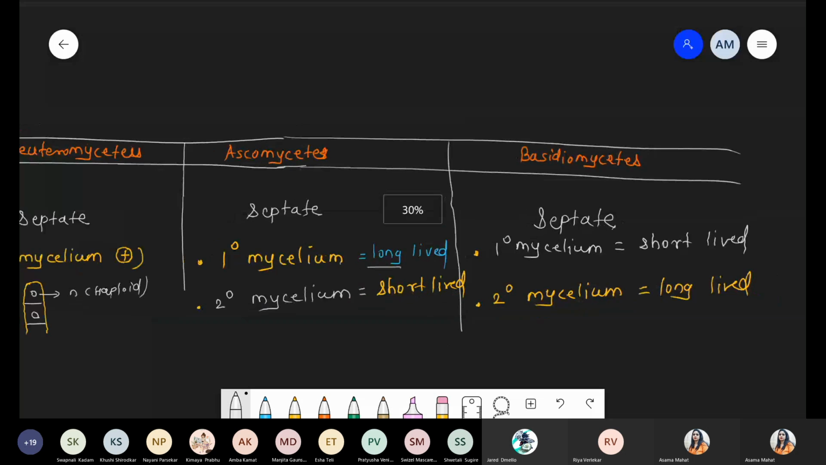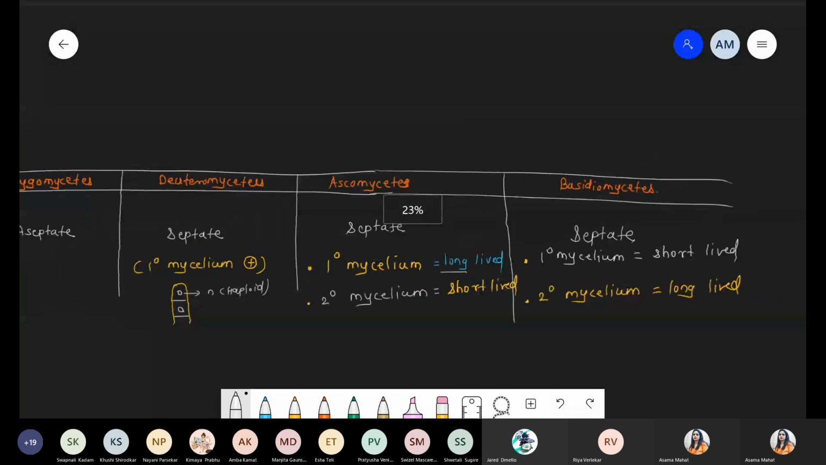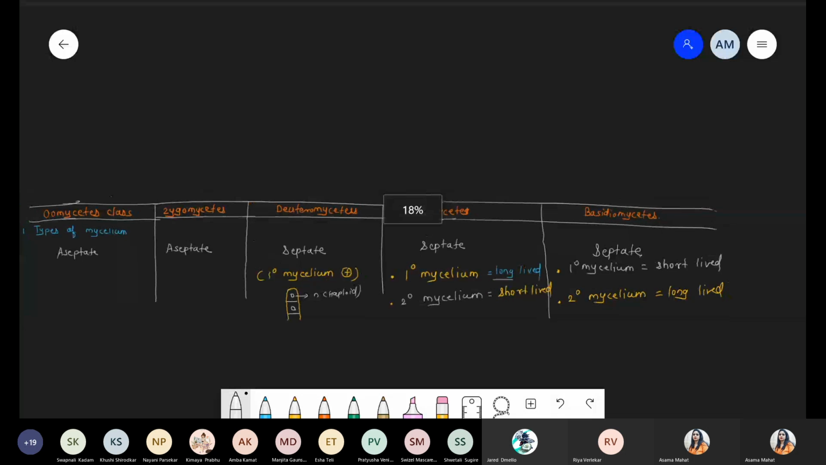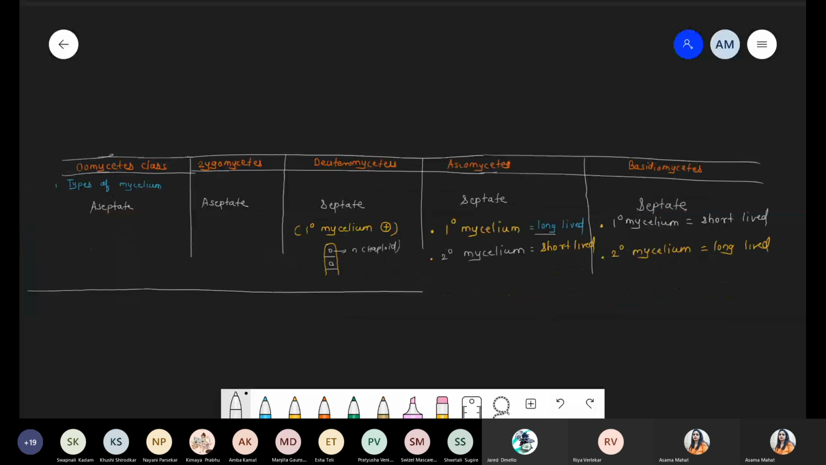Okay, chalo. So these are the first point with respect to types of mycelium. First two are primitive, aseptate, and the remaining three are septate. Got it? Yeah. So the second point we are talking about is types of septa. We discussed the three types of septa: complete septa, simple septa, and the dolipore septa. So we continue that part.